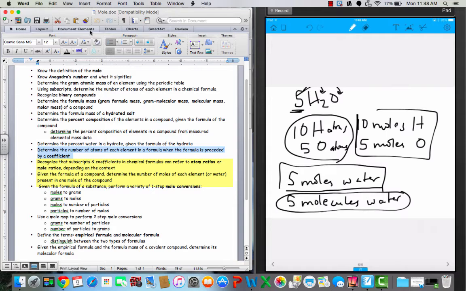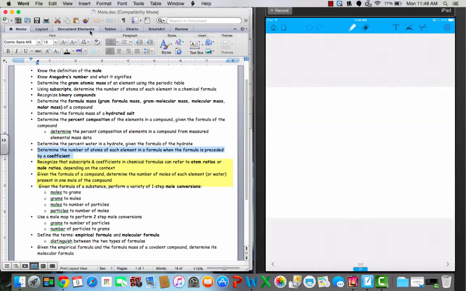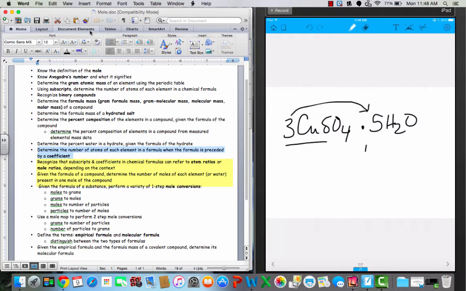And so if I have something like my copper sulfate, and instead of having 1 mole of copper sulfate, I say that I have 3 moles of that copper sulfate, what I really have is 3 moles of copper sulfate and 15 moles of water. So that 3 gets distributed through. Any coefficient that's in front, everything gets multiplied by that 3. Not just the copper sulfate, but the water as well.